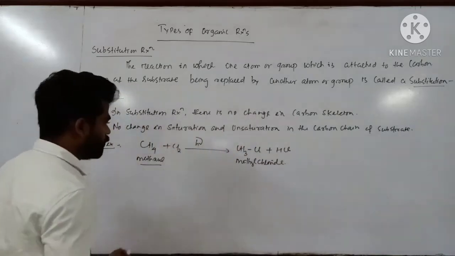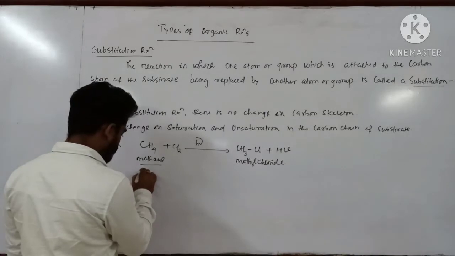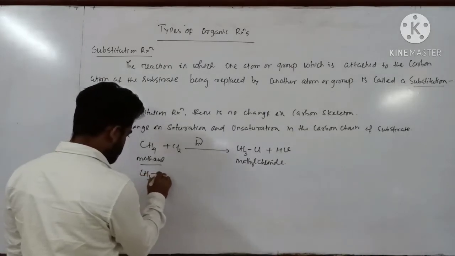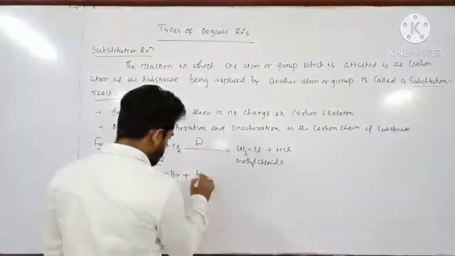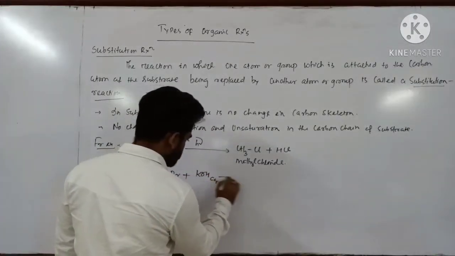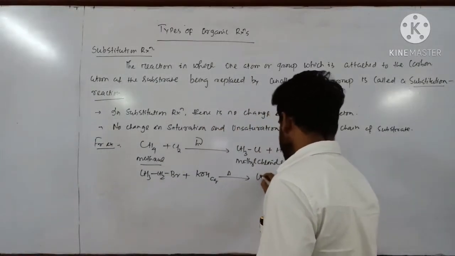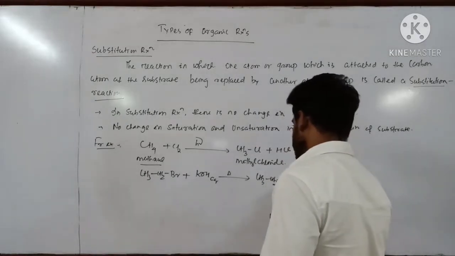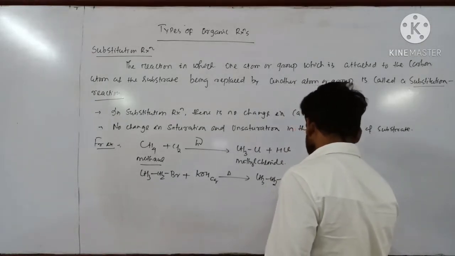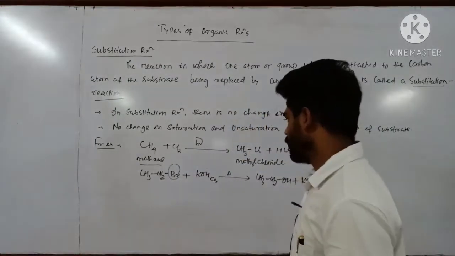Similarly, if you treat alkyl halide, let's say CH3CH2Br, ethyl bromide, with aqueous KOH, then it will give you CH3CH2OH plus KBr. So bromine is being replaced by OH. Okay.